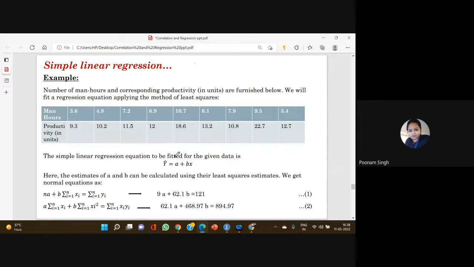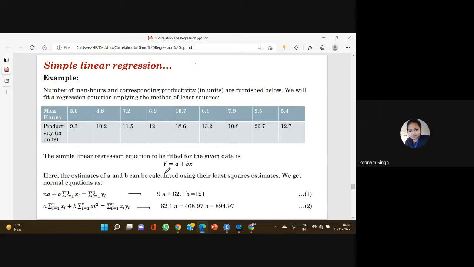This is the one example that I have taken. Here the number of man hours and corresponding productivity in units are furnished below. We will fit a regression equation applying the method of least squares. So this is man hours, productivity in units. This is the simple linear regression equation we have considered here.